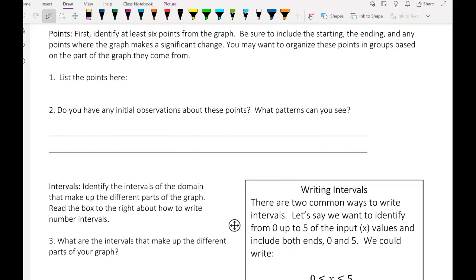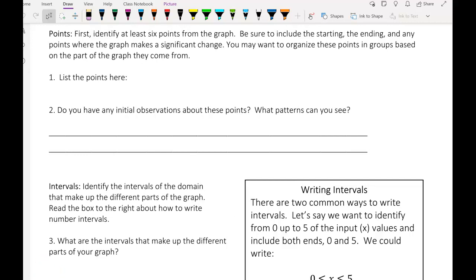And then answer question number 2. Do you have any initial observations about these points? What patterns can you see? So I'm going to pause for a few minutes while you and your group work together to identify at least 6 points in that graph on page 21.